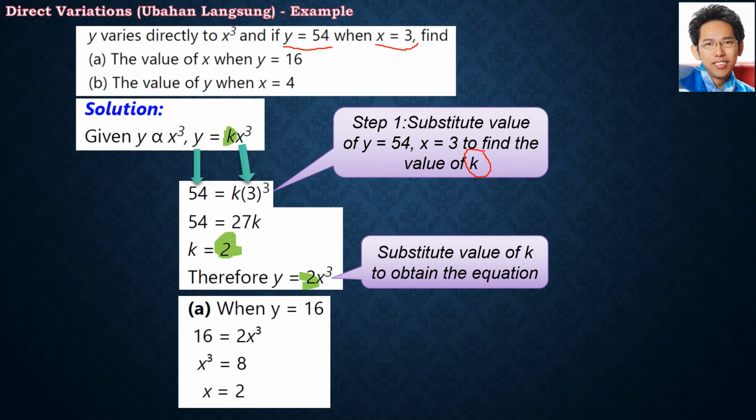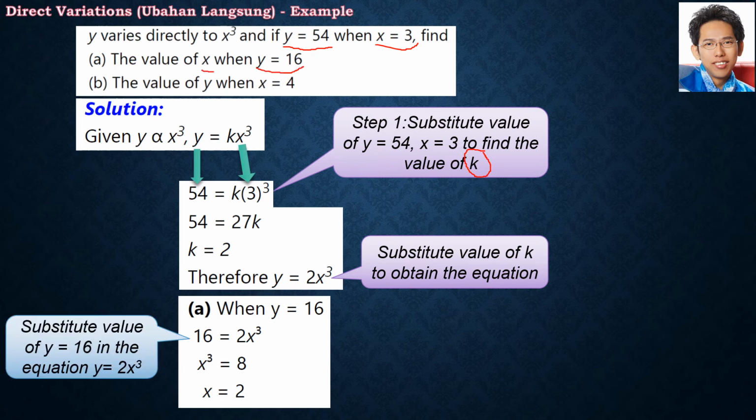Okay, now for part A, they're asking you to get the value of x, given y equals 16. So now substitute the value of y equals 16 into the equation just now. Okay, y equals 2x³. So substitute inside here. You can see y we change to 16.